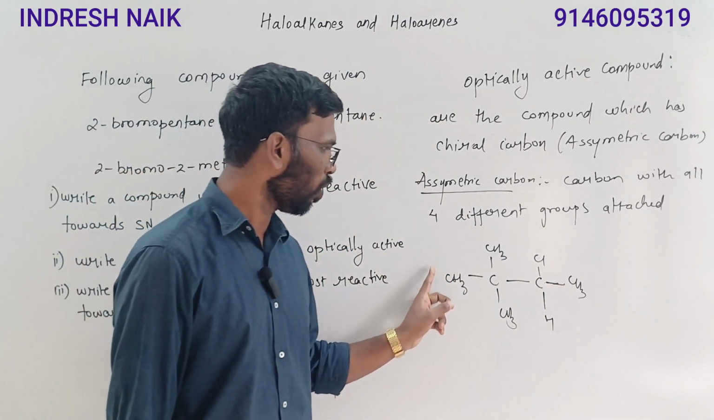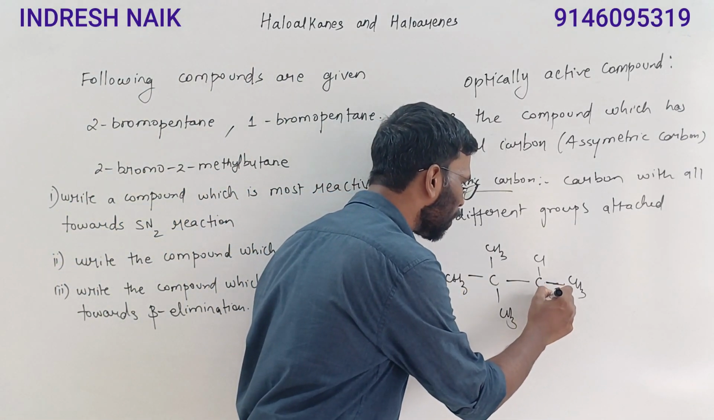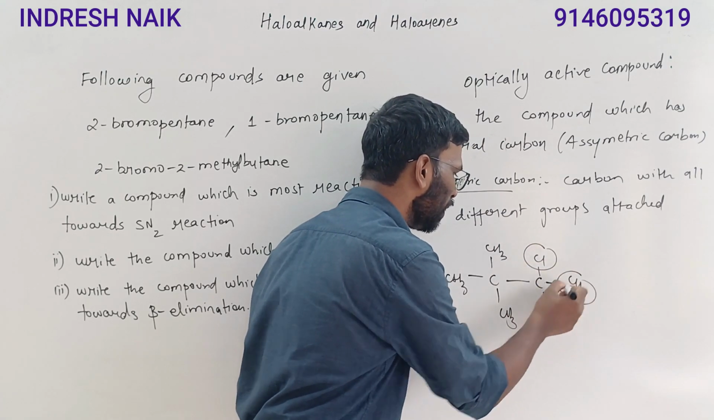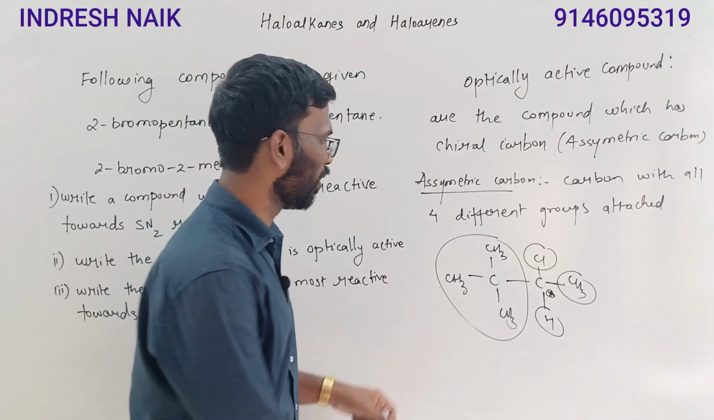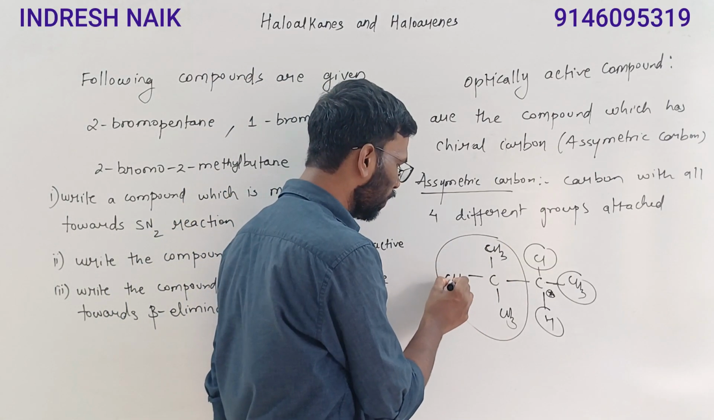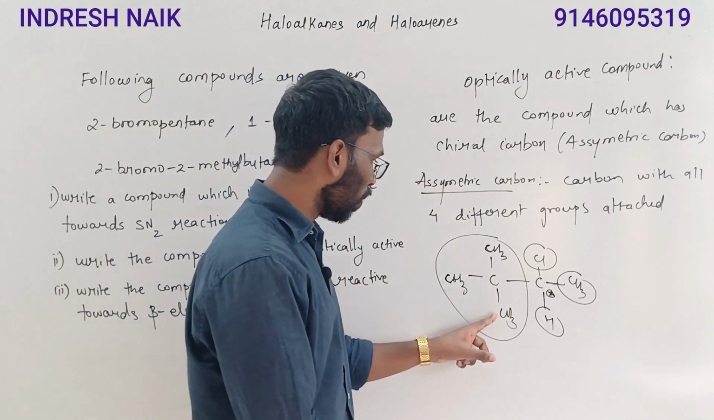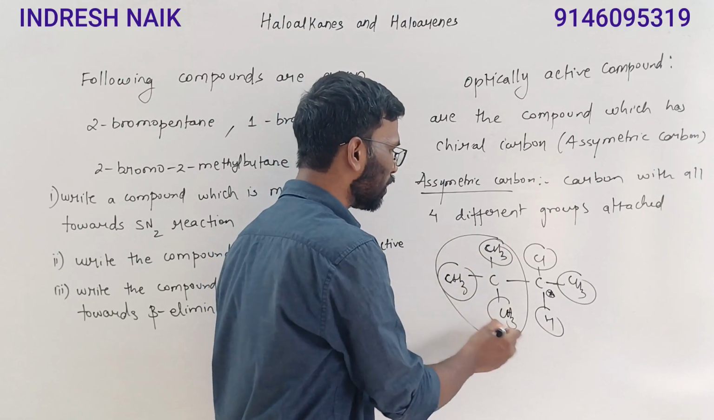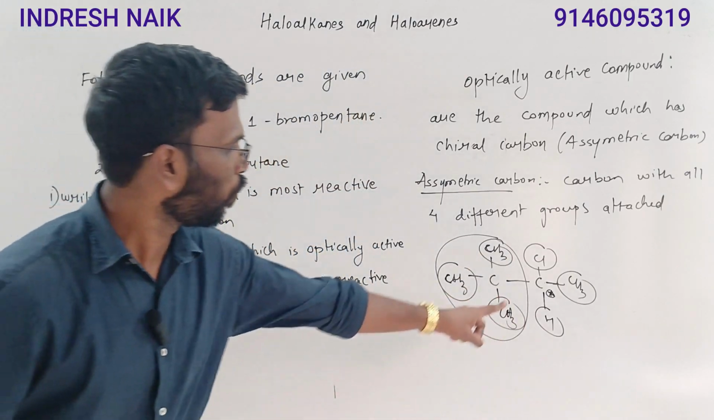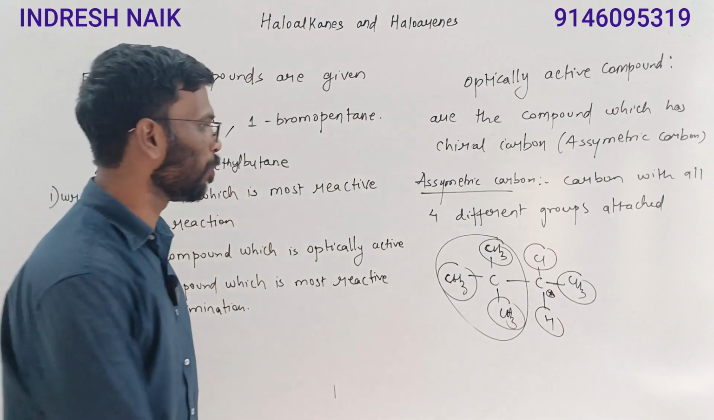You see that among all these carbons, this is the chiral carbon because it has chloro, methyl, hydrogen, and this completely different group. None of the other carbons is chiral because there are 3 similar hydrogens on this carbon, 3 similar hydrogens on this carbon, and 3 similar methyls on this carbon. So only one chiral center over here.